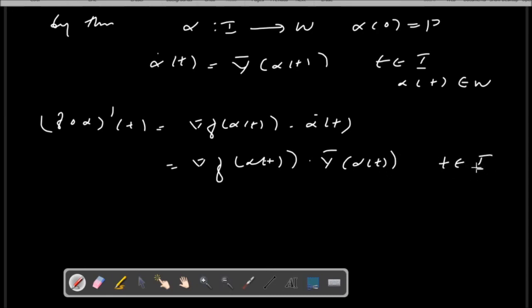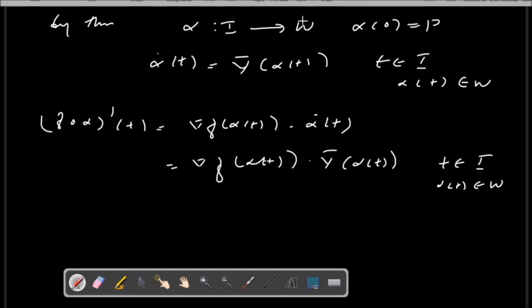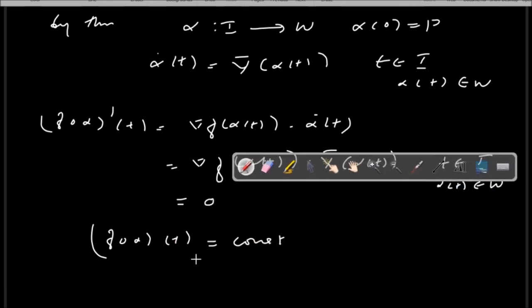So if t is an element of I, alpha of t will come inside your W, correct? If alpha of t is in W, then y bar and del f have a dot product, and the dot product will be 0 for all q element of W. So you can say that this is equal to 0. Derivative equal to 0 means f circle alpha of t is constant.